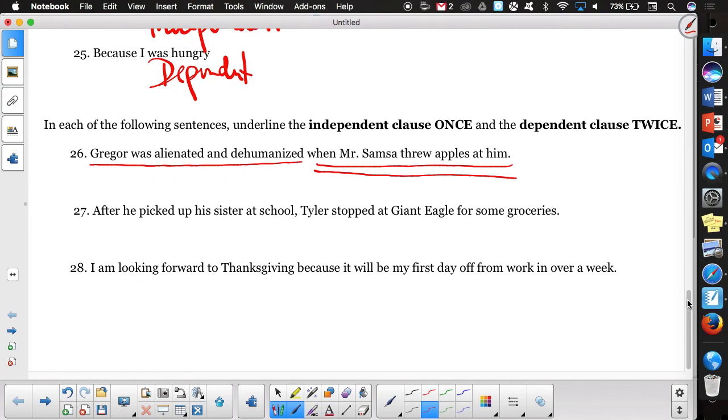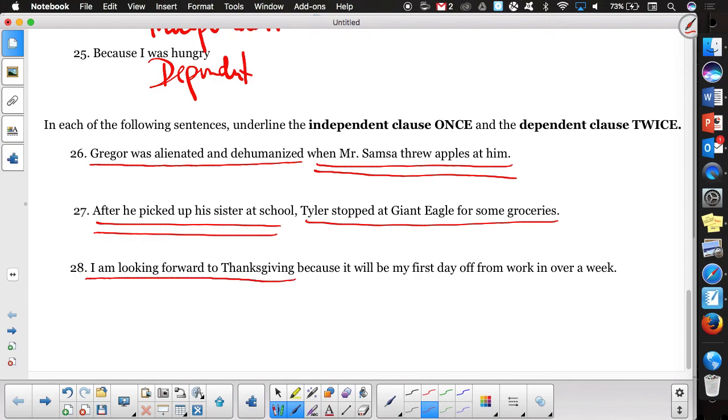After he picked up his sister at school, Tyler stopped at Giant Eagle for some groceries. Devin? Independent. Okay. And so that would mean the first part is dependent, and I've got a comma separating the two. I'm looking forward to Thanksgiving because it will be my first day off from work in over a week. Jillian? The first one, I'm looking forward to Thanksgiving, is independent. Okay. And then, because it will be my first day off from work in over a week.